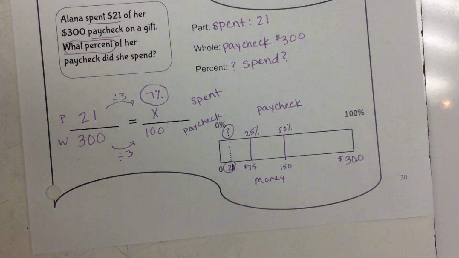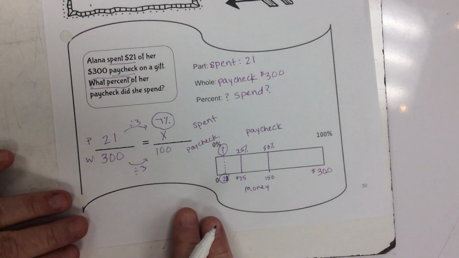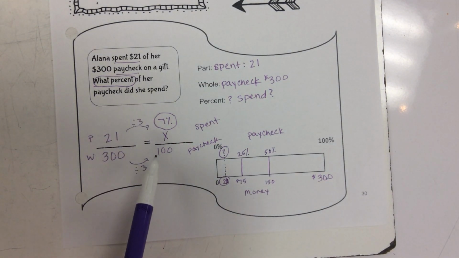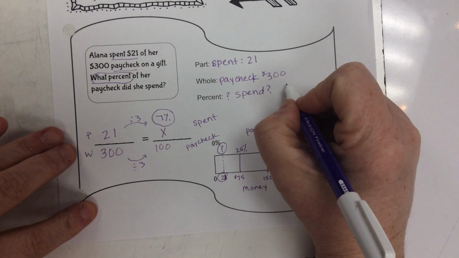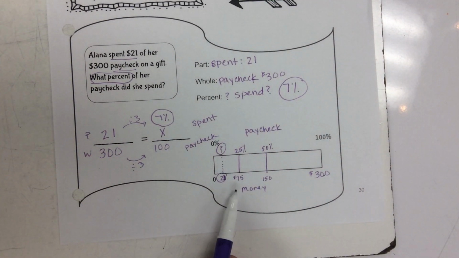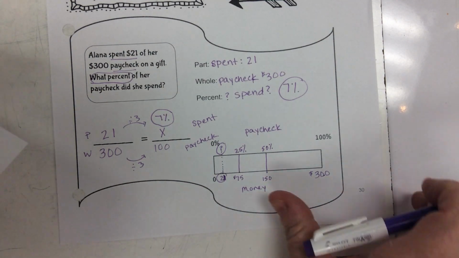Let me zoom out a little bit for you. So the question is, what percent of her paycheck did she spend? She spent 7%. And this is just a way to visualize it. We'll try a few more.